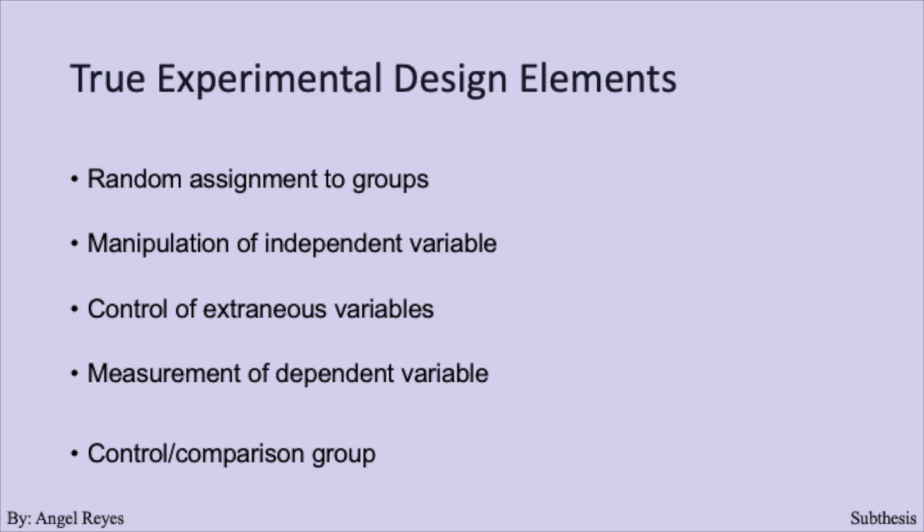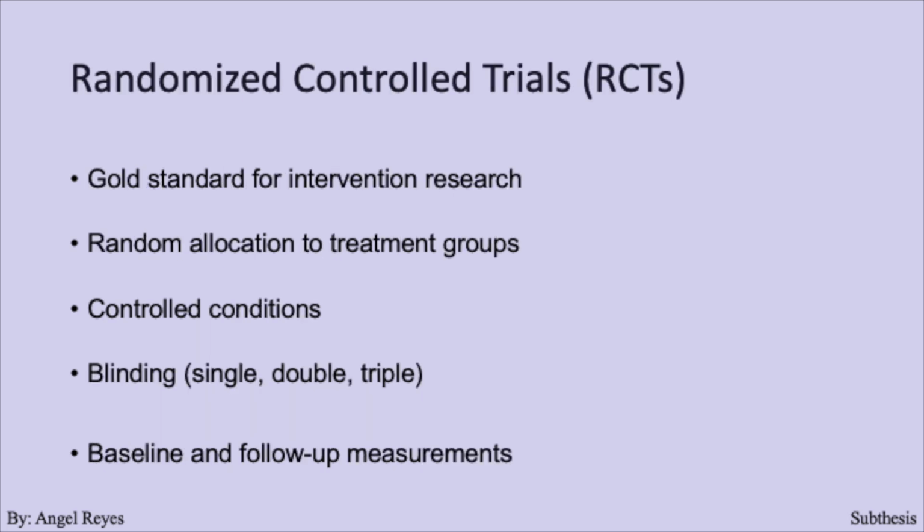Fourth, they precisely measure the dependent variable, the outcome of interest, using validated instruments. Finally, they include a control or comparison group that doesn't receive the experimental treatment, providing a baseline against which to evaluate effects. When all these elements are present, researchers can make strong causal inferences about treatment effects.